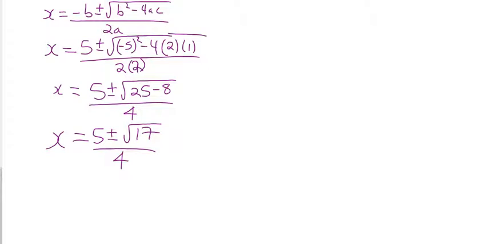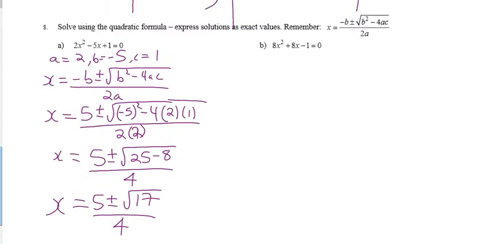If you're solving something like this on a test and you have time at the end, go plug this in, work out the x values. Find your x-intercepts, write them down. Work out 5 plus root 17 divided by 4. Check and see if that's one of them. Work out 5 minus root 17. Hit enter. Divide that by 4. They should match. That's a way to check things over.